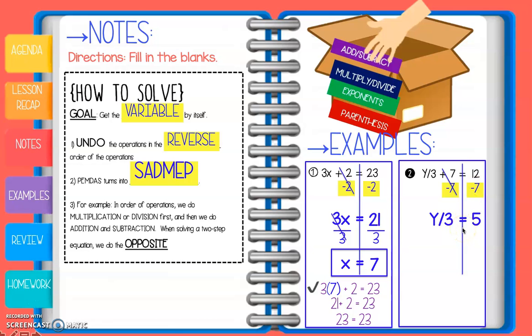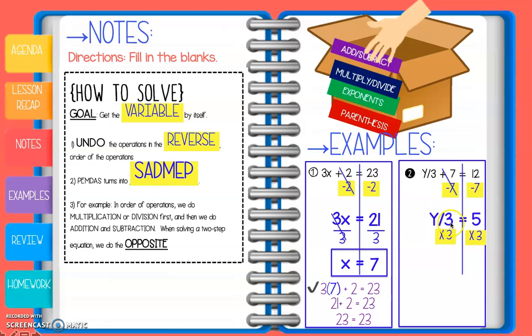And now we're down to a one-step equation. We know exactly what we need to do to solve. So to cancel out our divide by 3, because we want to get this y all by itself, we're going to do the inverse, which is times by 3. Whatever we do on the left, we have to come over here and do on the right. So we times by 3, we're going to do the same thing on the other side.